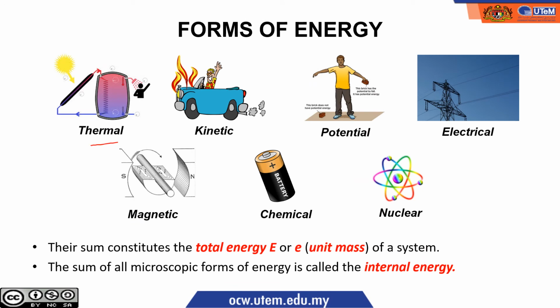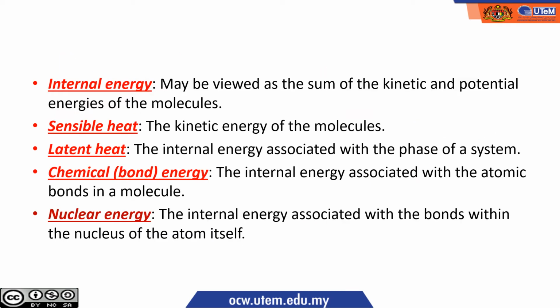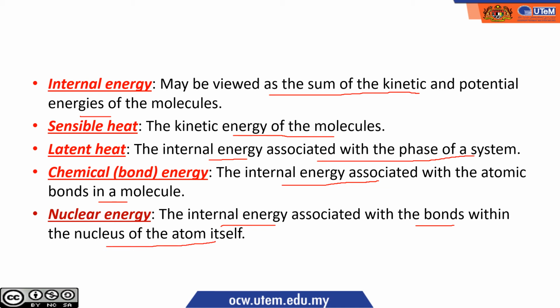The forms of energy are usually thermal energy, kinetic energy, potential energy, electrical energy, magnetic energy, chemical energy in a battery, nuclear energy also. These constitute the total energy, E, or energy per unit mass of a system, and the sum of all the microscopic forms of energy is called the internal energy. So internal energy may be viewed as the sum of kinetic and potential energies of the molecules. Sensible heat, this is the kinetic energy of a molecule. Latent heat is the internal energy associated with the phase of a system. Chemical energy, the internal energy associated with the atomic bonds in a molecule. And for nuclear energy, the internal energy associated with the bonds within the nucleus of the atom itself. We will discuss this in detail in the next part.